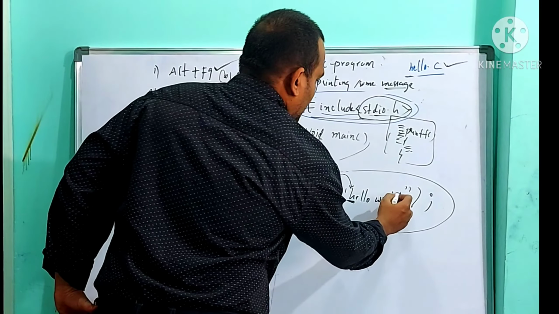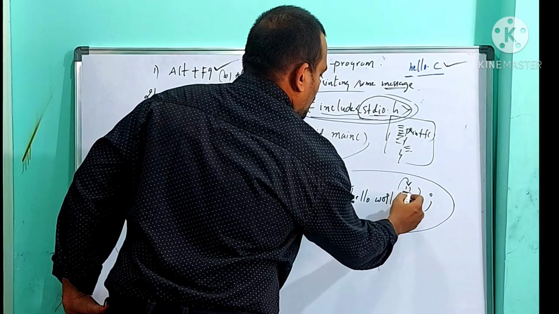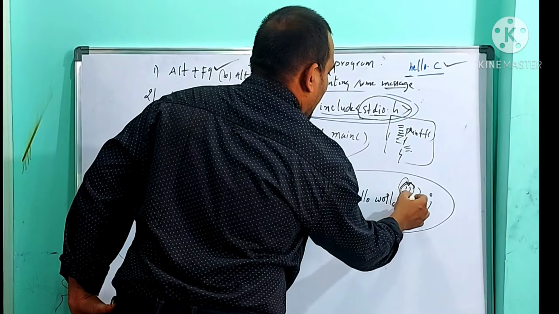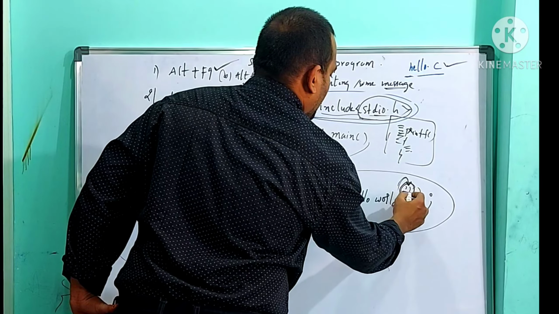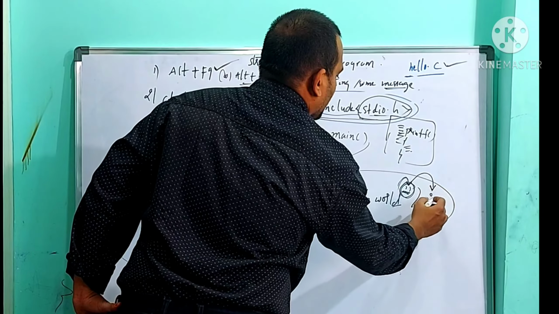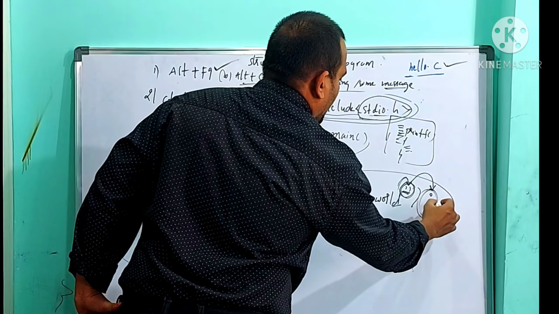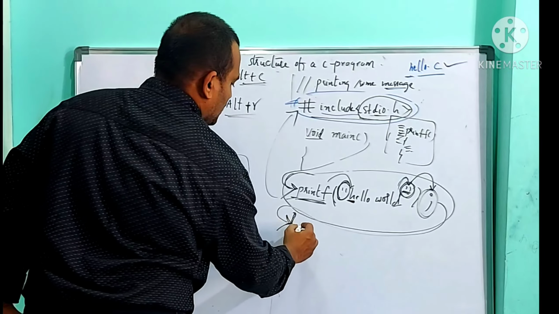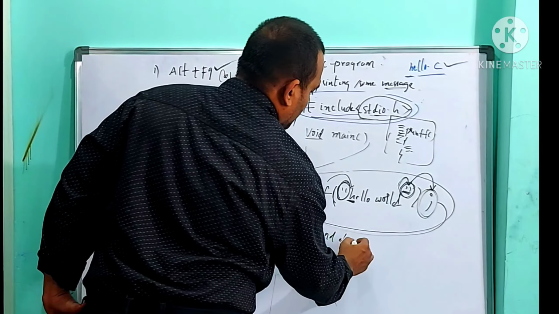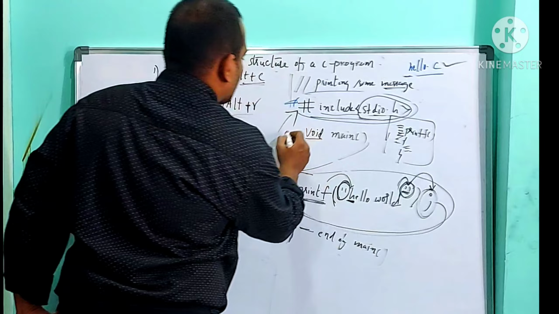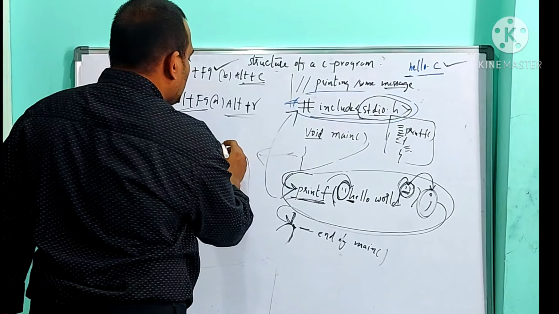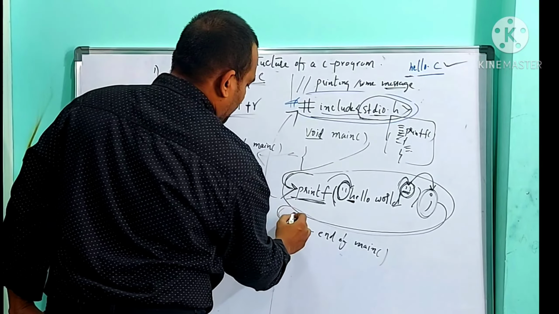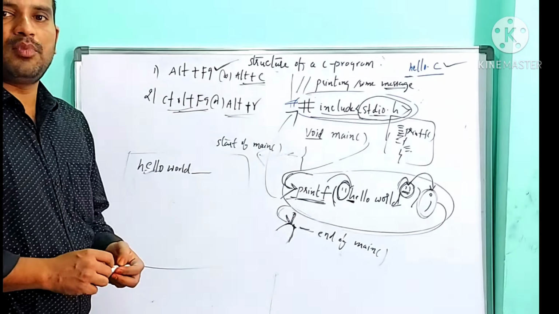After D, it contains the ending double quotation. This second double quotation represents the end of the message; the first double quotation represents the start of the message. When the runner comes to the end of the message, it goes to the semicolon immediately. Semicolon represents the end of the statement. When the runner comes to the end of the statement, it goes to the next line. The next line contains the end of the main function. This closed curly brace represents the end of the main function, and this open curly brace represents the start of the main function. So when the runner goes to the end of the main function, it simply stops processing.